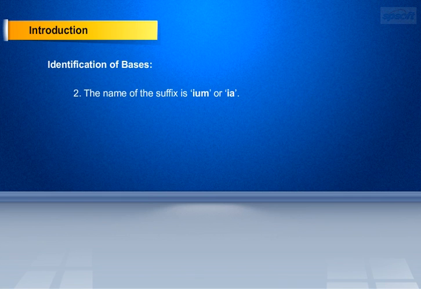Rule 2. The name of the suffix is ium or ia. Here, some of the substances come under bases which do not contain hydroxide ions. For example, consider a base NH3, that is ammonia. Here, the name of the base ends with ia. By applying these two rules we can identify whether a given substance is base or not.